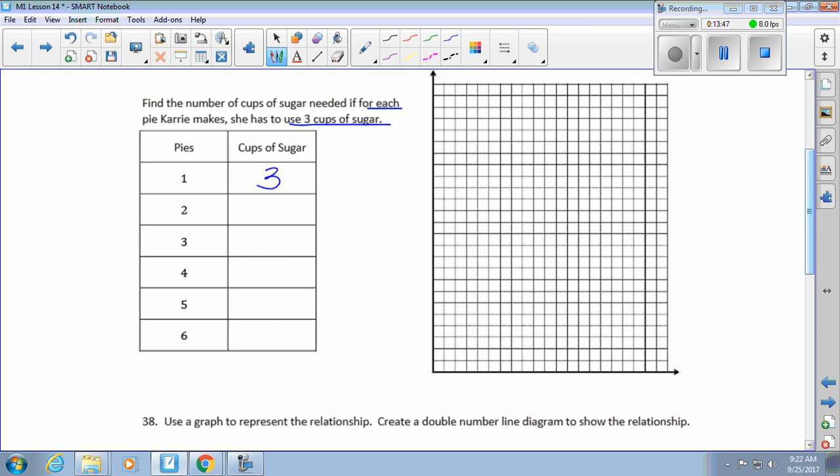2 pies would be how much, everybody? 3 pies? 4 pies? 5 pies? 6 pies? Very good. All right, so we are going to turn these into ordered pairs. So who can give me the first ordered pair? Carly. 1 to 3, very good. Why don't you guys finish that up on your own? Make sure you put parentheses around the ordered pairs.